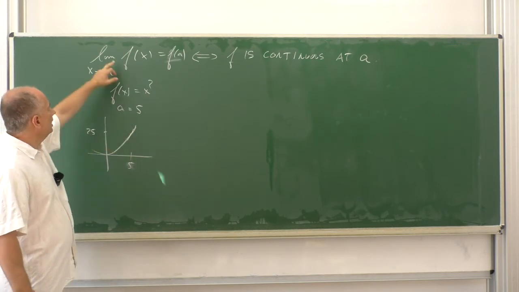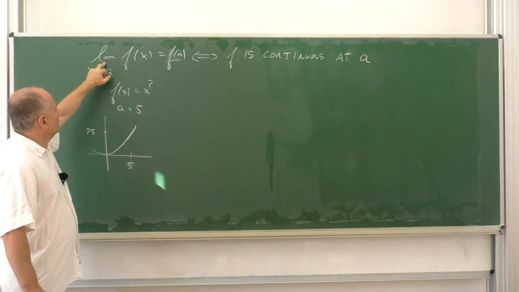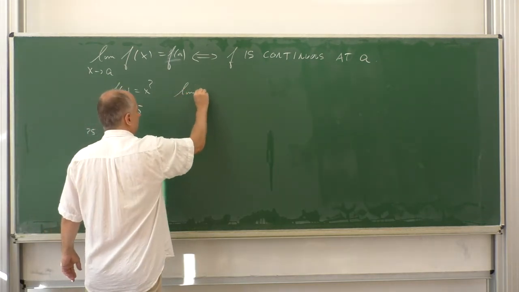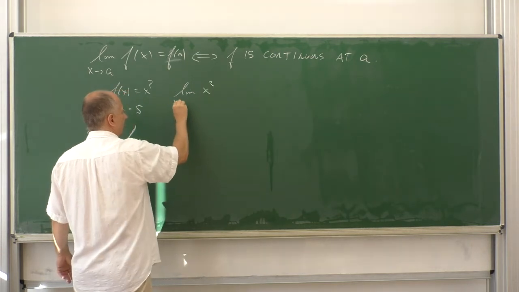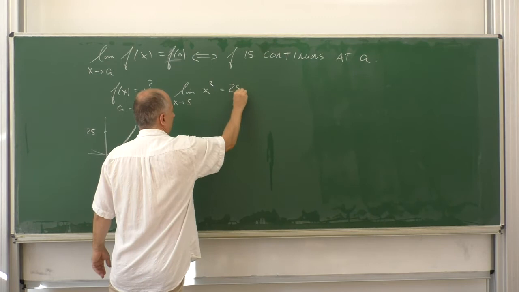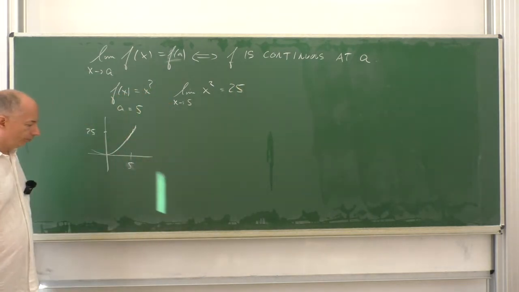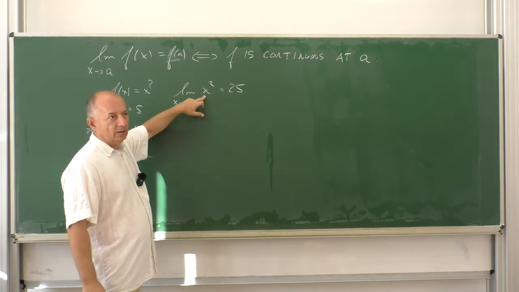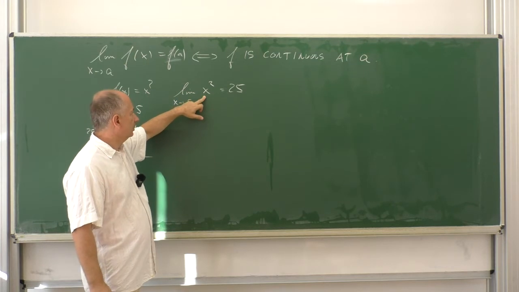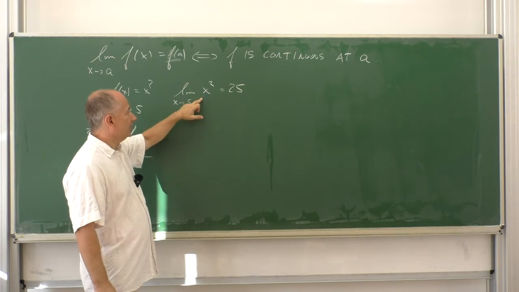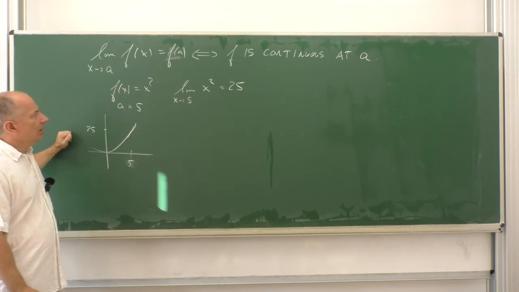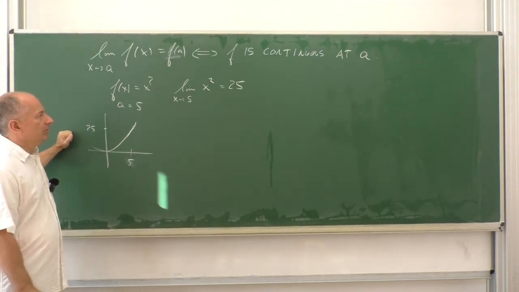It is continuous at 5, and according to the theorem, the limit exists and is equal to the function value. So we can write the limit of x squared for x approaching 5 is 25. So this gives a rule how to compute one kind of very simple limits. If the function is continuous, then the limit exists and is equal to the function value. So we just evaluate the function. So this is the simplest possibility.